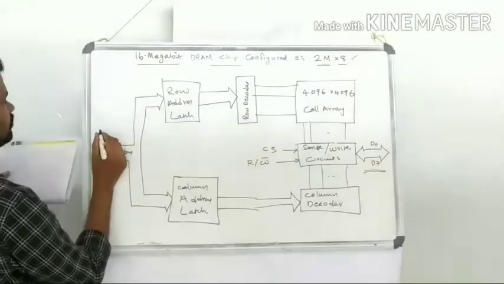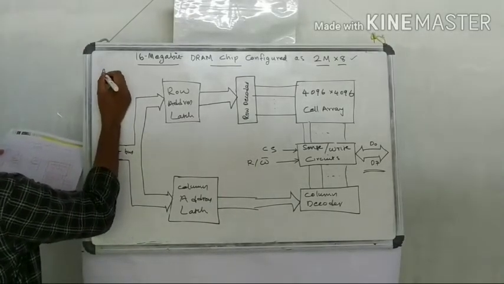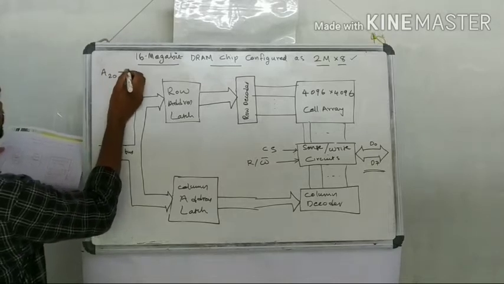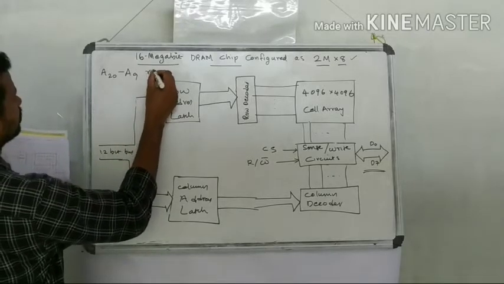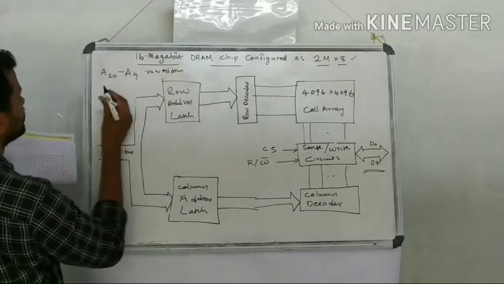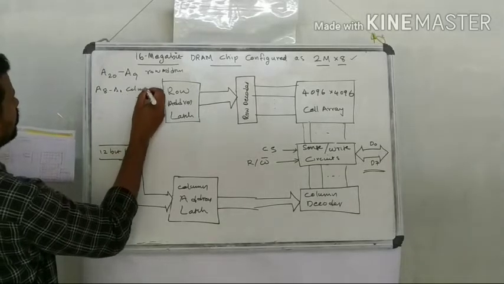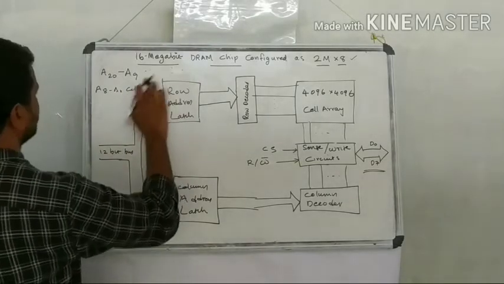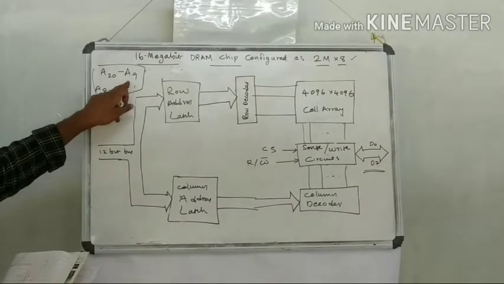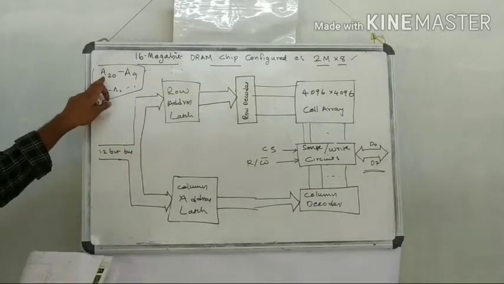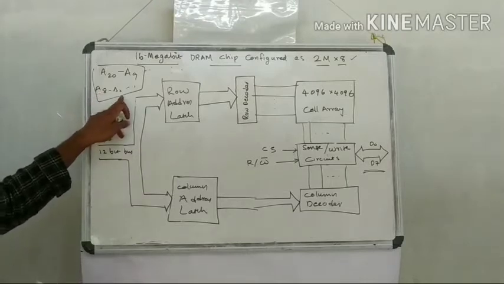Here we assume that the bits A22 to A9 are used as the row address, and A8 to A0 are used as the column address.